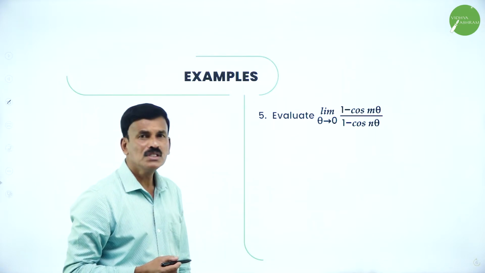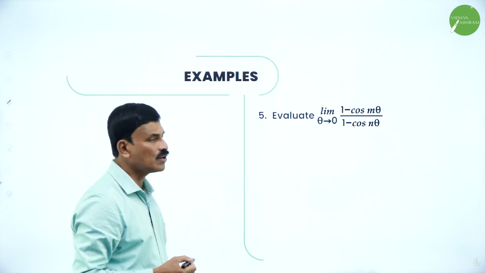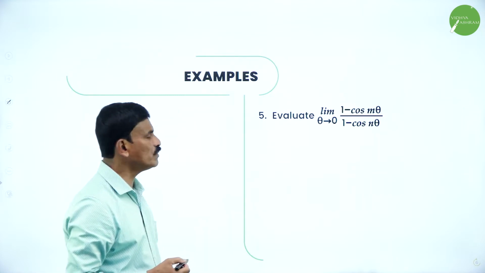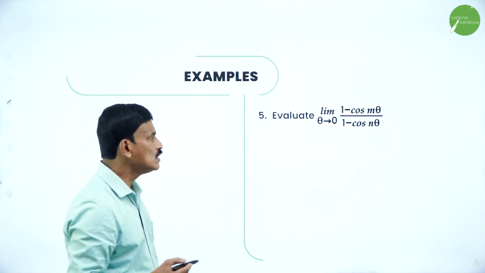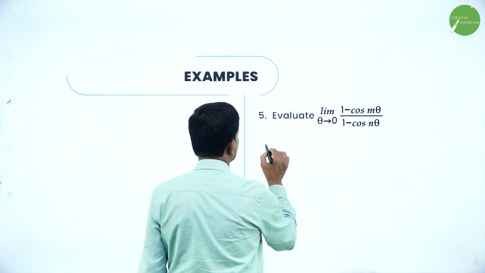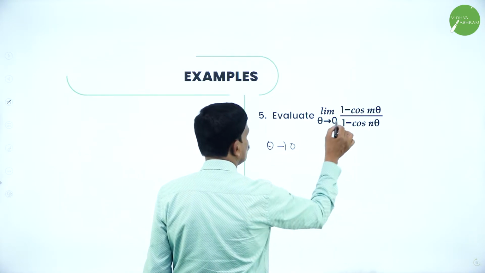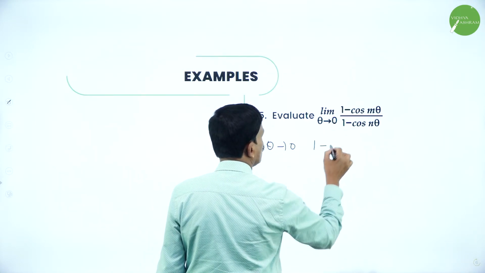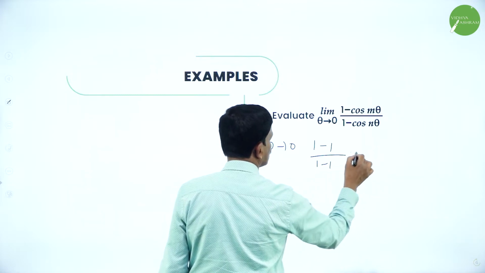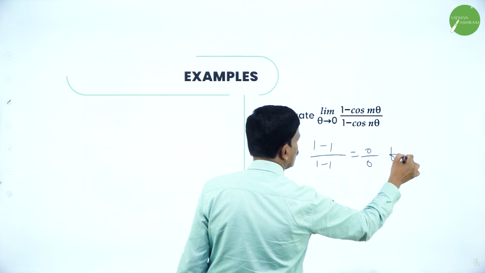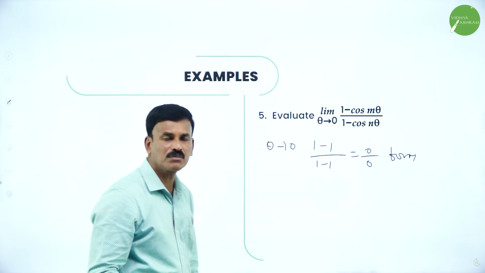What is the problem? Evaluate the limit as theta tends to 0 of 1 minus cos m theta divided by 1 minus cos n theta. So if you put theta is equal to 0, when theta tends to 0, this becomes 1 minus cos 0, which is 1, divided by 1 minus 1. You will get 0 by 0 form, which is an indeterminate form.